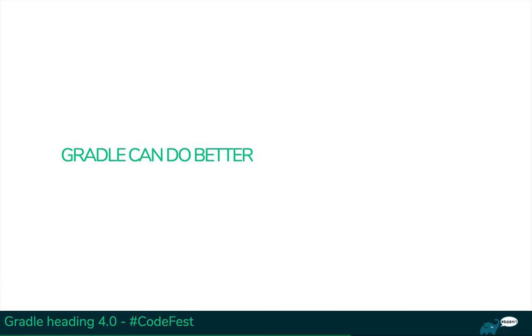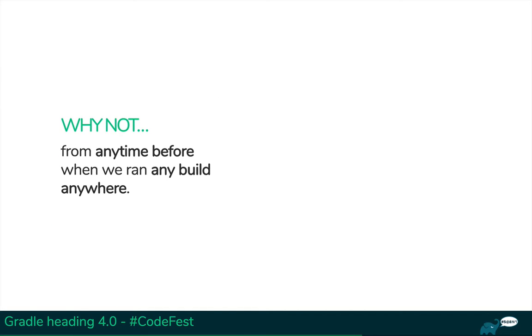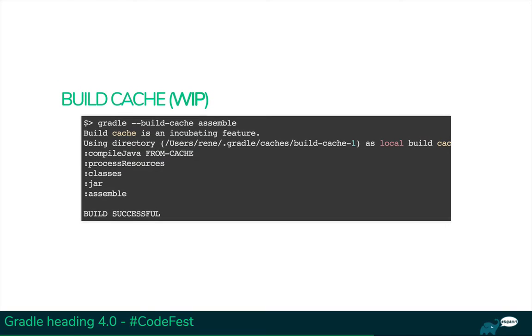We think Gradle can do better here. So why not reuse things from any time before when we run any build anywhere? So we currently work on something we call the build cache. You can already try that out with --build-cache assemble. It's an incubating feature, so it's still work in progress, but we'd like to get your feedback there.